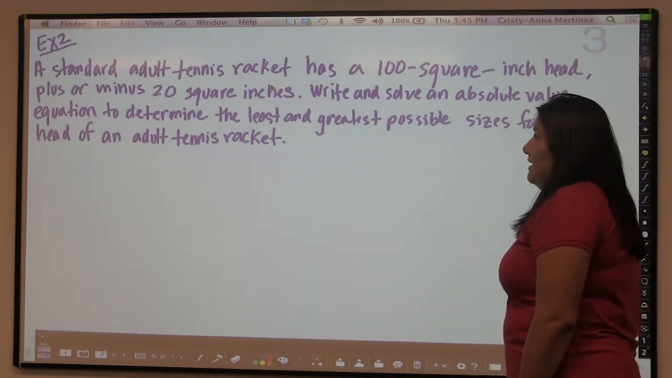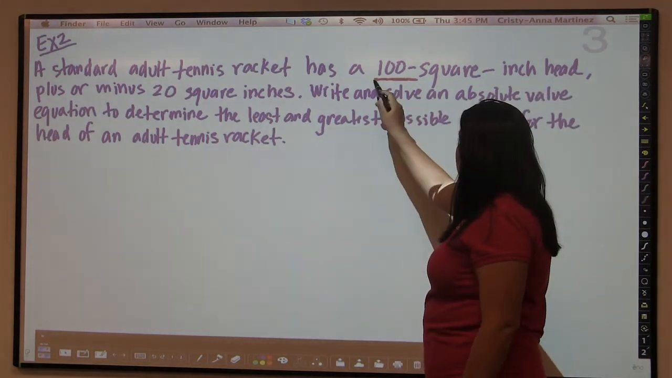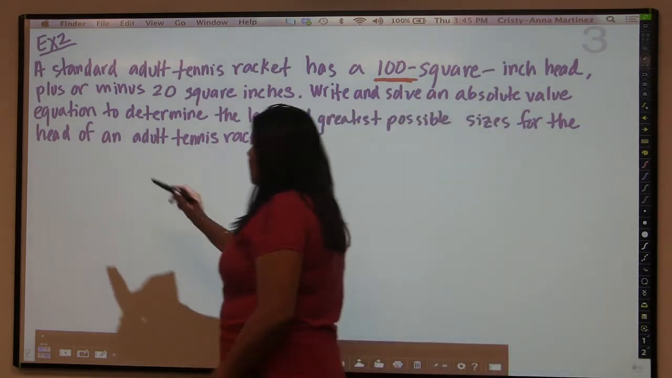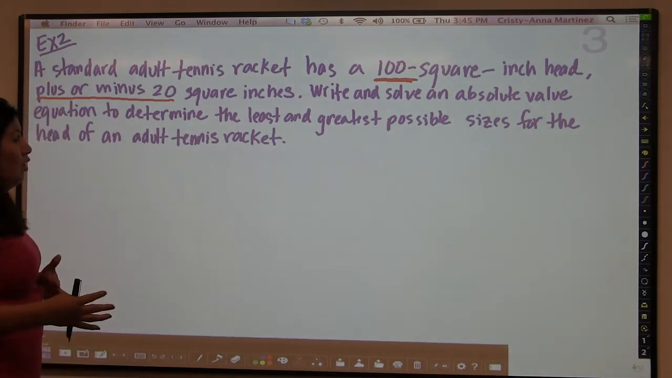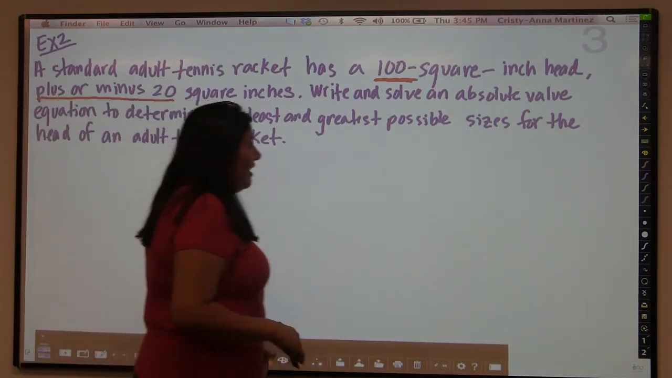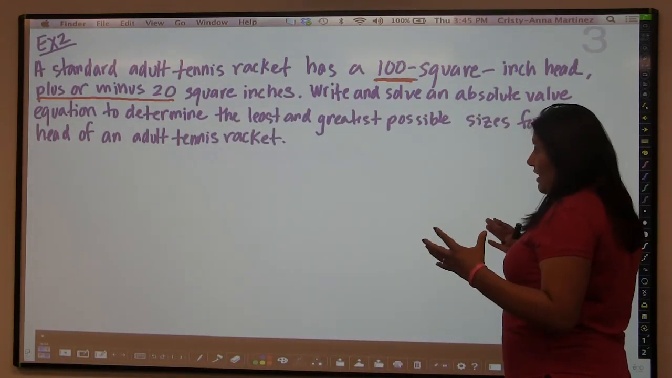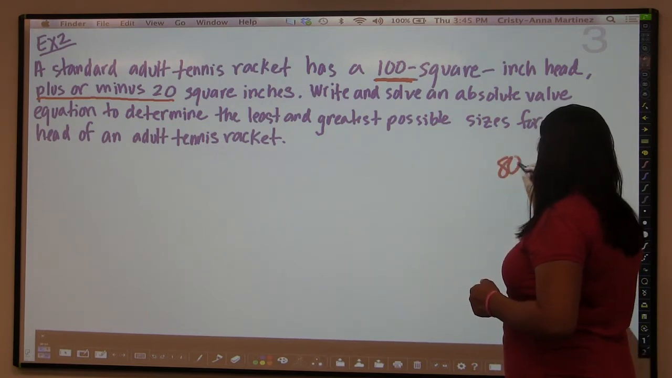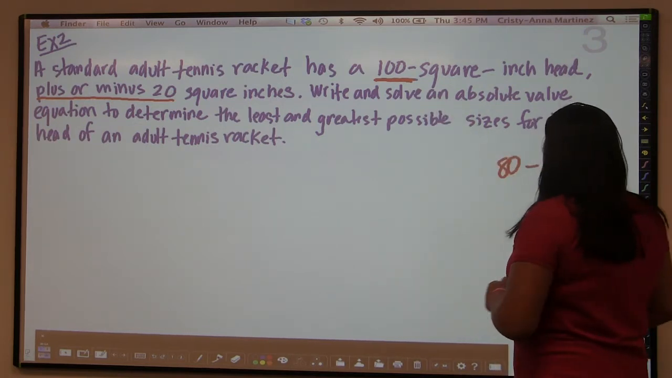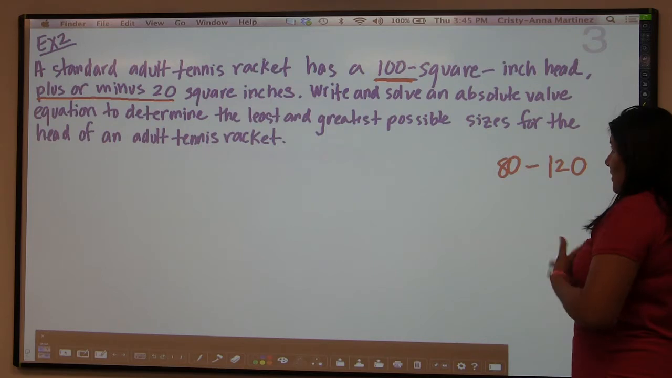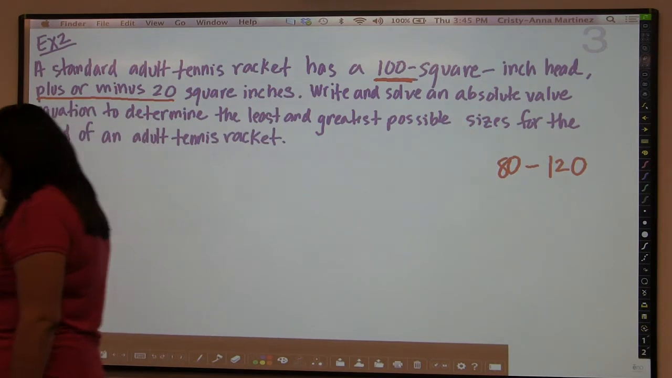If an adult tennis racket has a 100 square inch head right here, and then it says plus or minus 20, that literally means that it can be bigger than 100 by 20, or it can be smaller than 100 by 20. So we already know that the boundaries for this value are that it's going to be somewhere between 80 and 120. If we decrease the size of 100 square inches by 20, then we get 80. If we increase the size by 20, then we get 120. So somewhere between 80 and 120 is going to be our answers.